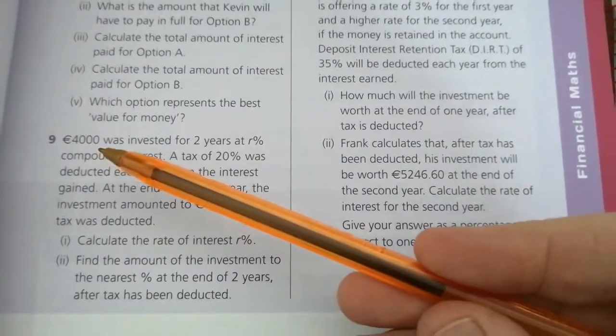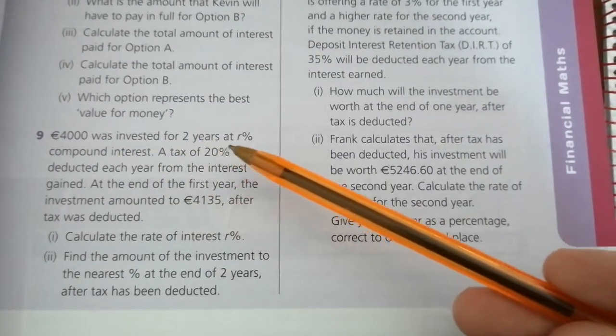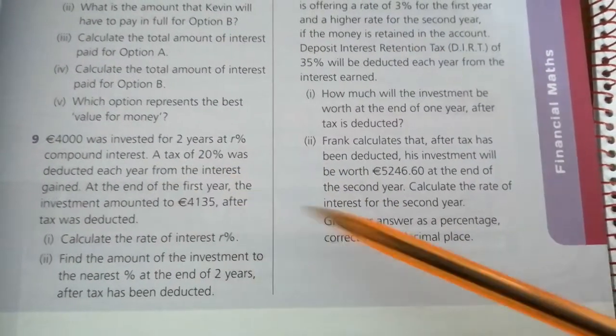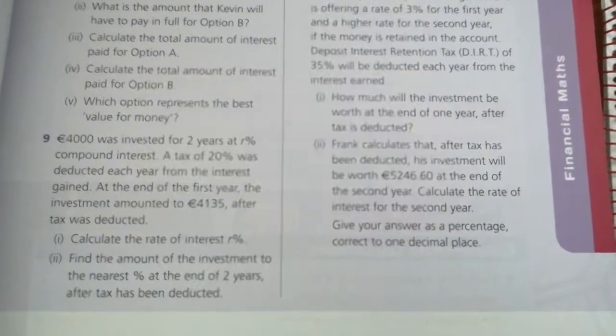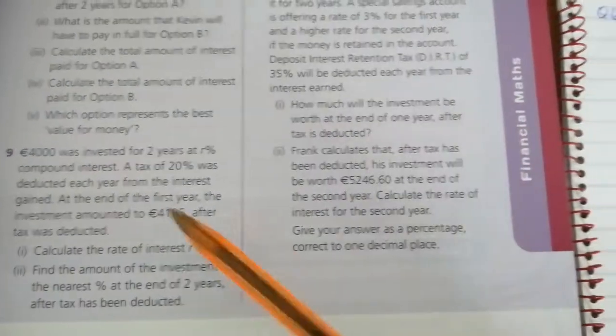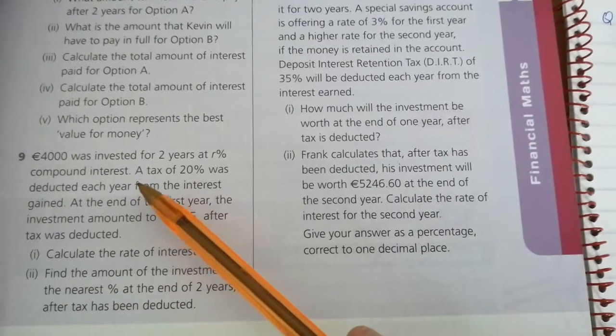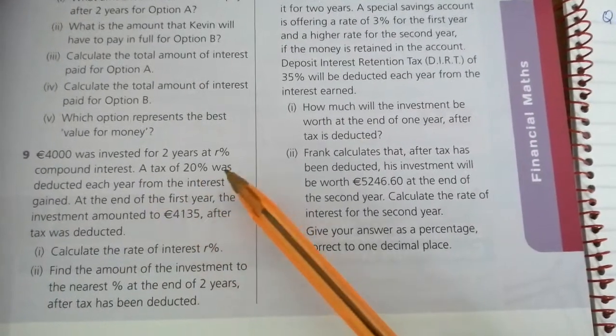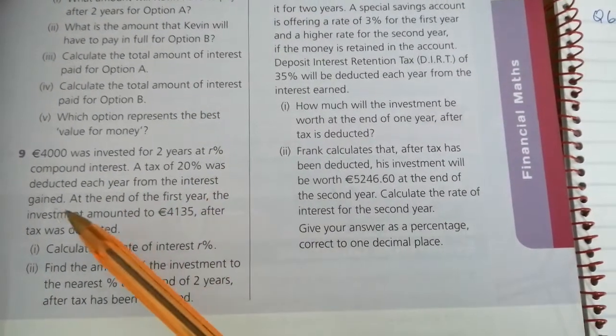quickly. So it says 4,000 euros was invested for 2 years at R% compound interest. So for a start, they don't tell us what the interest rate is, so that's one issue. Furthermore, they're adding in an extra bit. A tax of 20% was deducted each year from the interest gained.